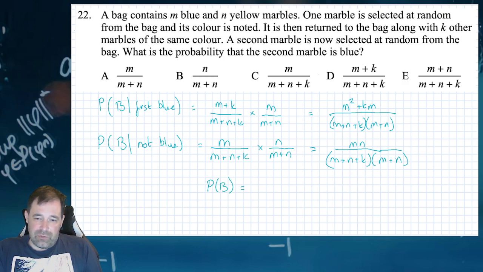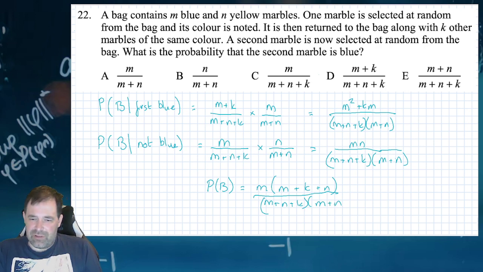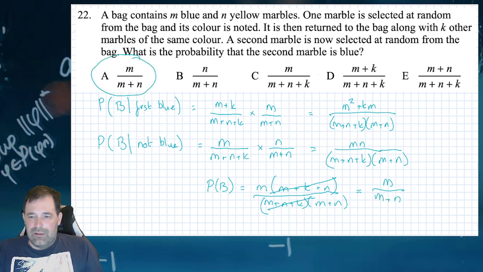So this plus this and the denominator is the same, and I'm going to factorise it now. You're going to get (m plus k plus n) over (m plus n plus k)(m plus n). I've just added the numerators together and factorised for a k with an m, so you can actually divide those. Equals m over (m plus n), which is a. Ooh, I like that, that's nice.